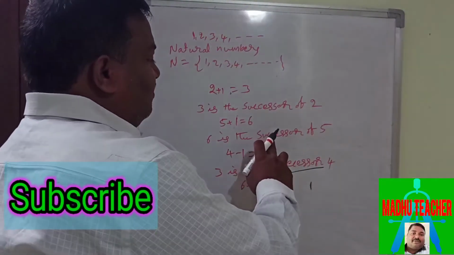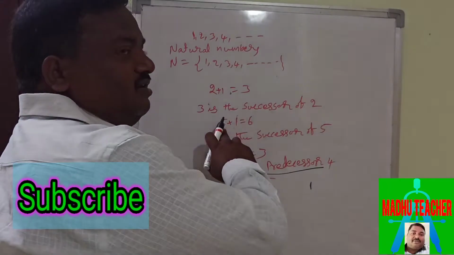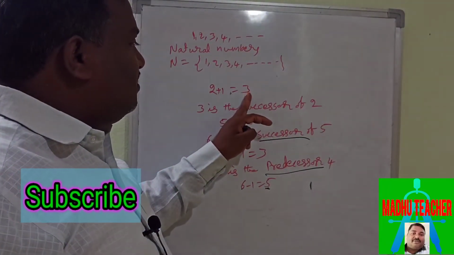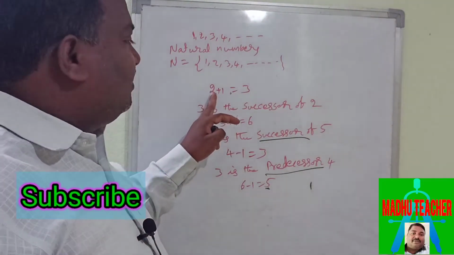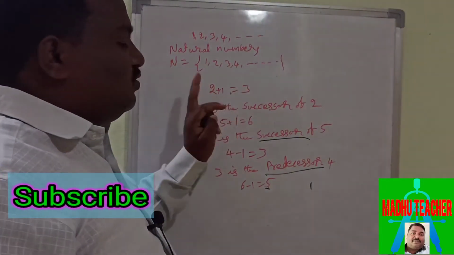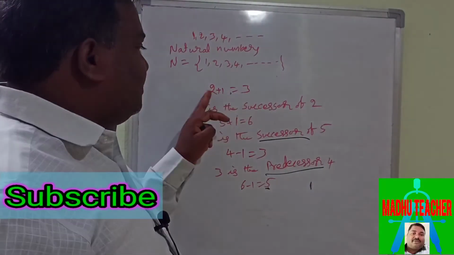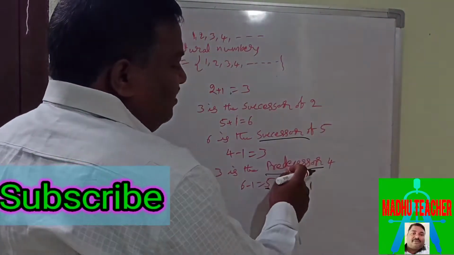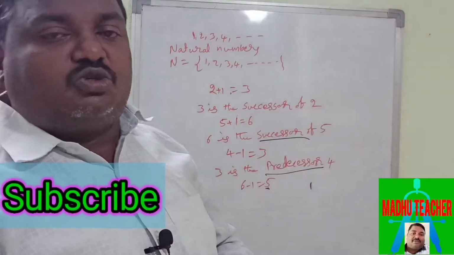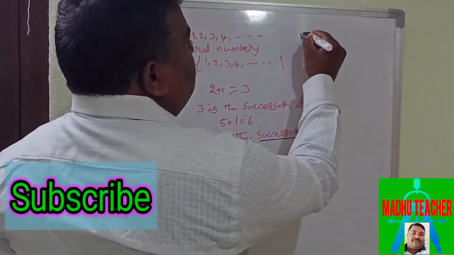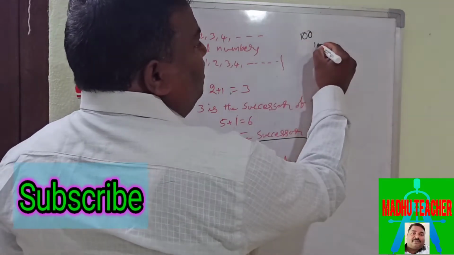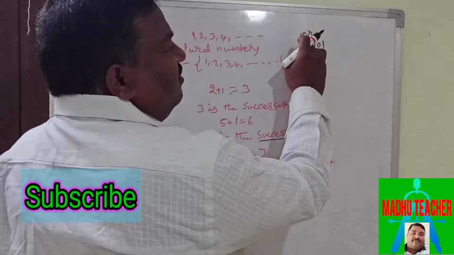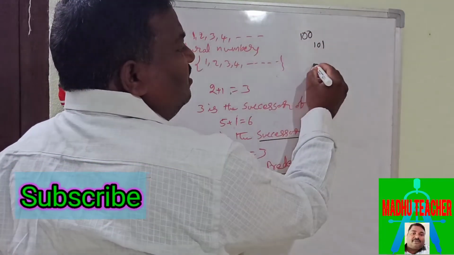A number which comes after a number is called its successor. So 3 is the successor of 2. This is the successor and predecessor. You can write like this for any number. For 100, the successor is 101, the number after it, and the predecessor of 100 is 99.